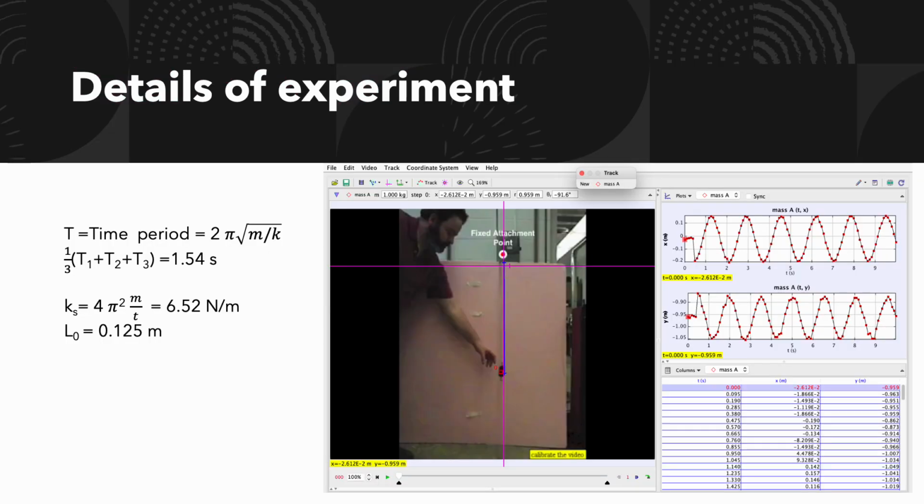Here I use the tracker to track each frame of the oscillating object. On the right-hand side are the x and y graphs of the object oscillating in the x and y direction. To calculate the time period of one cycle, I found three different time periods in the y graph, and I took the average, which came out to be 1.54 seconds. To find the spring stiffness Ks, I used the formula 4 pi squared times mass divided by the time squared, which came out to be 6.52 newtons per meter. And to find the relaxed length, L0, I used the spring force formula, and the answer was 0.125 meters.